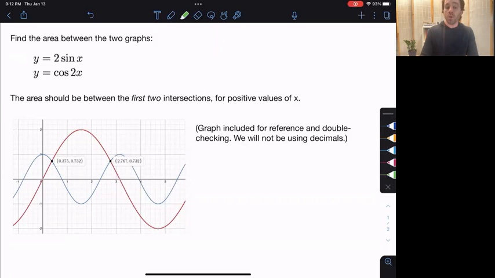Okay, I want to do this in a way that doesn't depend on technology or decimals or anything like that, but I will be using technology, decimals, and all that stuff to check things as I go along. First of all, I have to figure out where these intersections are. Anytime that you have to find the area between two graphs, unless you're given the limits of integration, you need to know where to integrate from and where to integrate to.